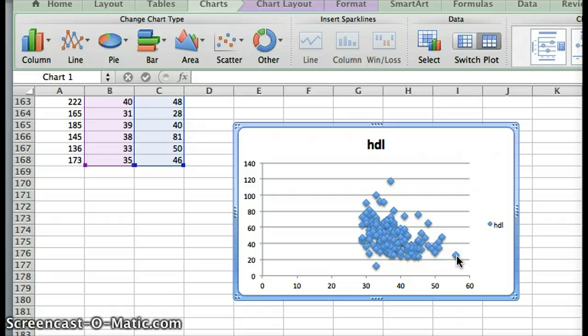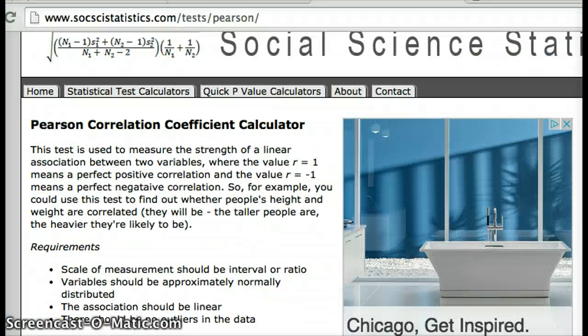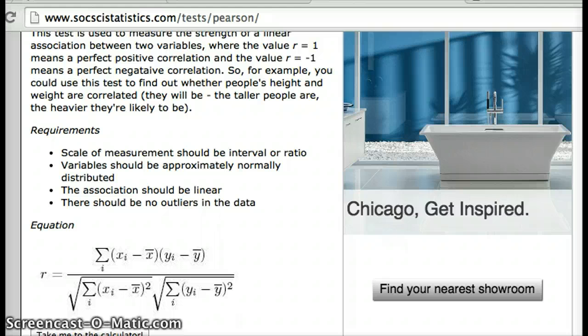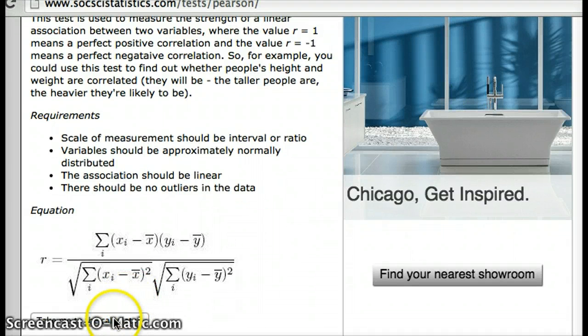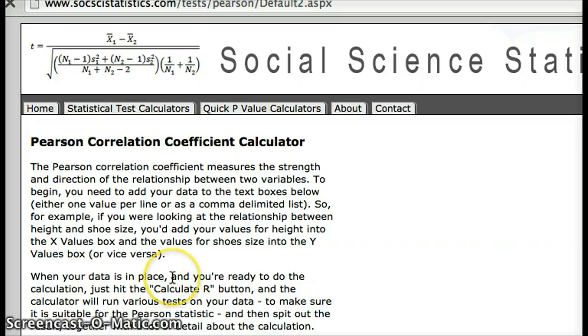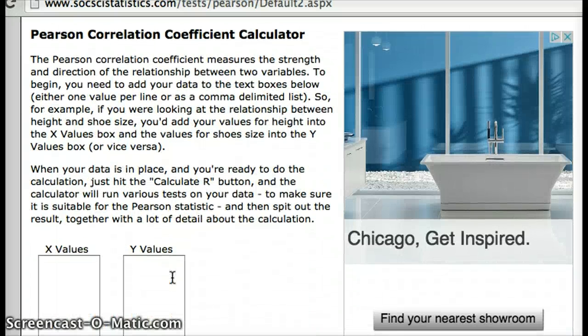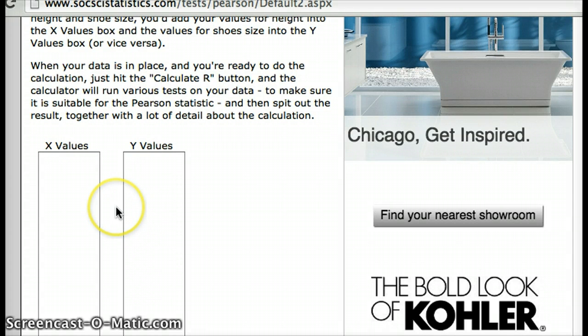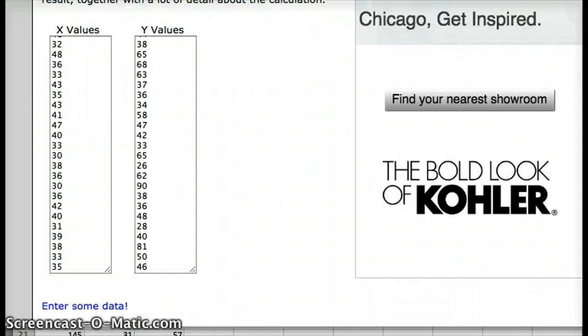Now let's try that using the internet website that I looked at in the last video. It's available at socialstatistics.com/tests/Pearson. And we want to go ahead and take a look at that. So we will indeed do that. Take me to the calculator. And we need to enter the data. So I'm going to go back to Excel. I'm going to copy my X values. I'm going to copy my Y values into that data set, and then we'll see what happens with it. We'll see how the computer analyzes it for us.